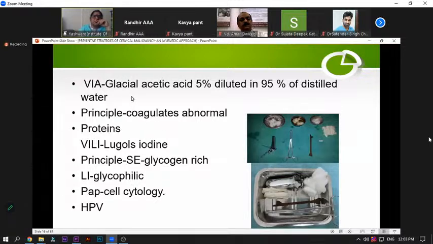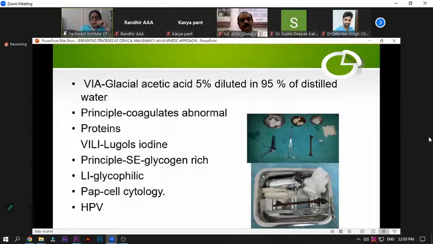So visual inspection with acetic acid is done with glacial acetic acid 5%, diluted in 95% distilled water. The principle is that it coagulates the abnormal proteins over the transformation zone. So this gives a very white colored picture. That's why we call them aceto-white lesions.